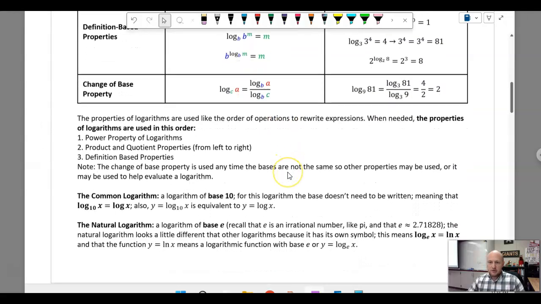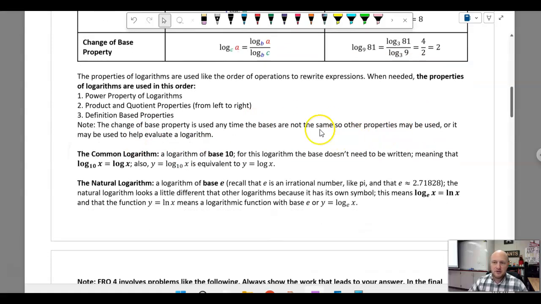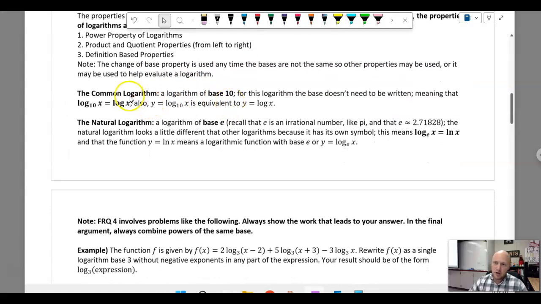So generally when we are changing logarithms or consolidating or condensing, this is usually the order of these properties. You're going to use the power property first, then you're going to combine the logarithms using the product or quotient properties. You usually work from left to right, and then if you need to, use any definition-based properties, okay? Just a reminder, log base 10, we call that a common log, and log base e, we call that the natural log, ln of x.